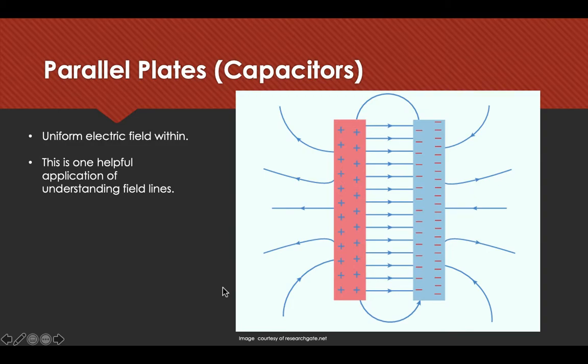This can be a great application. These electric field lines and electric field can help us with parallel plates, capacitors, an application that's in television and other devices that we use, because it helps us understand that there's a uniform electric field inside. It's not going to curve, but it's uniform.